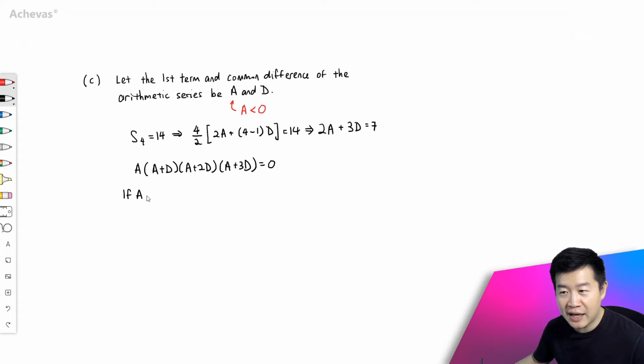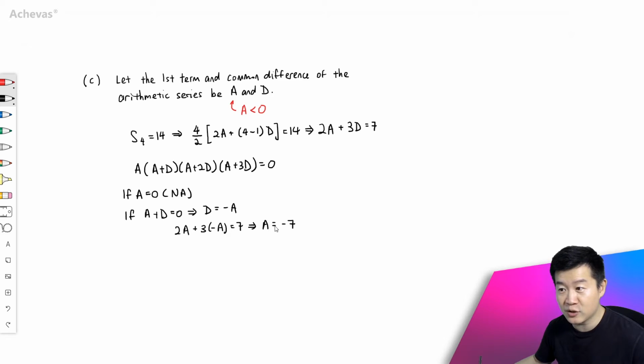If we say that a is equal to 0, this is already not possible because a is supposed to be a negative value. So a cannot be equal to 0. Another possibility is if a plus d is equal to 0. This implies that d must be equal to minus a. If we substitute this back into 2a plus 3d, with d as minus a, this will give us 7. This tells us that a is minus 7. This is good, because a being minus 7 is a negative number.